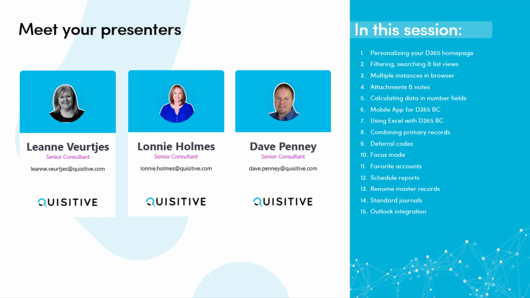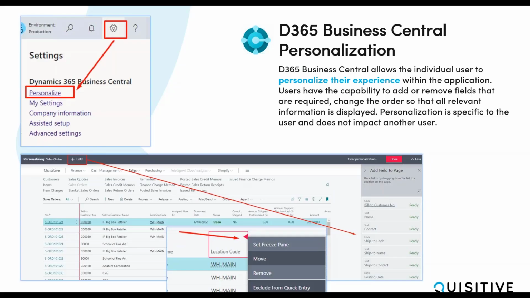Great, thanks, Angela. So I have the pleasure of going through the first 5 or 6 tips and tricks that we'd like to share with you today. First one being personalized. This is a very powerful option in Business Central that you don't see every day in other software products. It allows the user to personalize their experience, the screens that they work with, the transaction screens they work with, and you can simply tailor the system to how you want to work in Business Central.